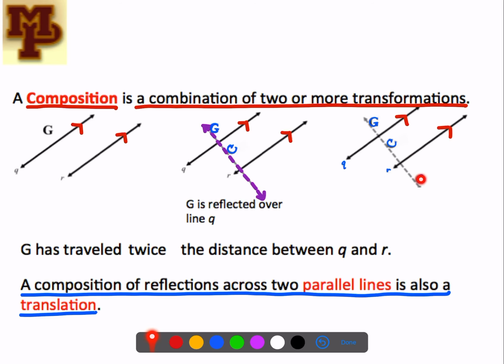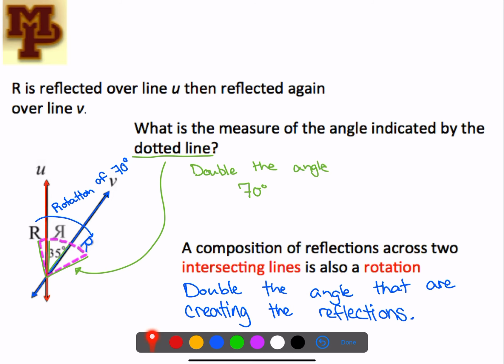Now, if I have two intersecting lines, such as line U and line V here, it's a little bit different. If I reflect this letter R across line U, it leaves me with this backwards looking R here. It's very important that we look at line U and line V. We see that their intersection is 35 degrees. So this angle that they form by intersecting is 35 degrees.